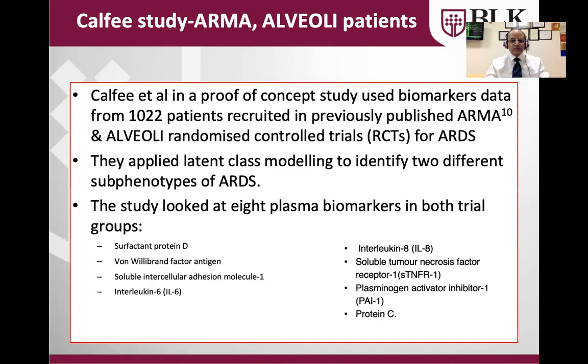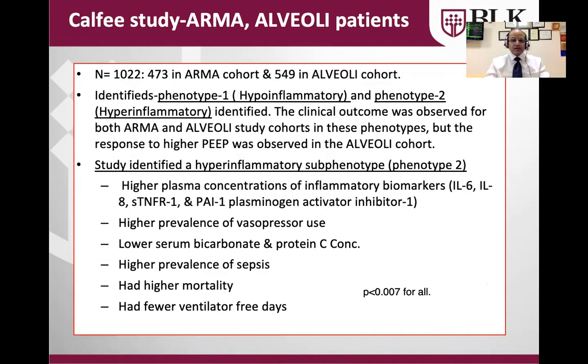So they could identify 2 different subphenotypes of ARDS. They also looked at 8 biomarkers in both trial groups, including surfactant protein D, von Willebrand factor antigen, soluble intercellular adhesion molecule 1, IL-6, IL-8, soluble tumor necrosis factor receptor 1, plasminogen activator inhibitor PAI-1, and protein C. So when they looked at the ARMA and ALVEOLI subset of patients, they found that there was one group that they labeled as hypoinflammatory, phenotype 1, and the other group was hyperinflammatory, which they call phenotype 2.